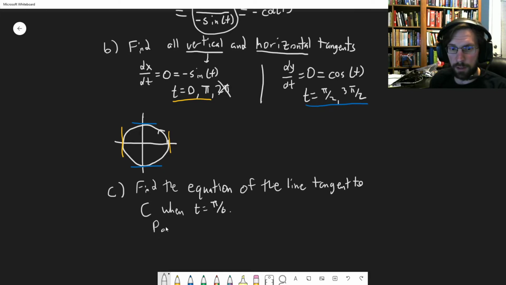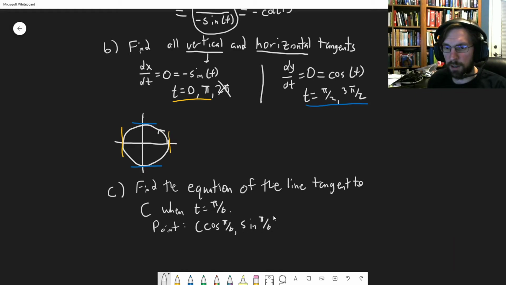So point. Our point is just going to be the point cosine pi over 6, sine pi over 6, right? So that's plugging in our parameter into our parametric equation for our curve. Cosine pi over 6 should be root 3 over 2. And sine pi over 6 should be a half.